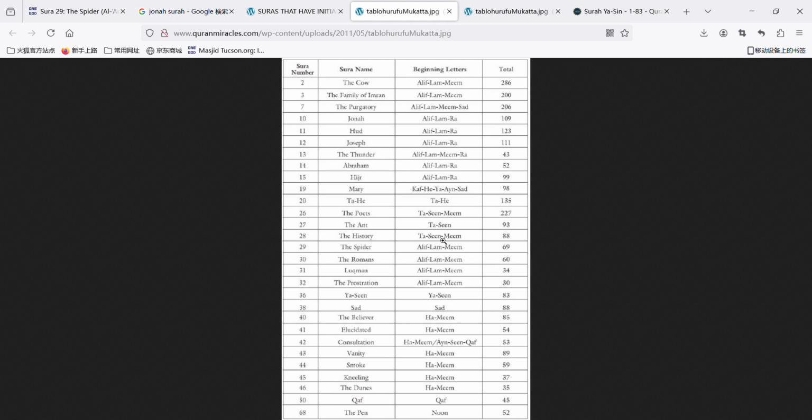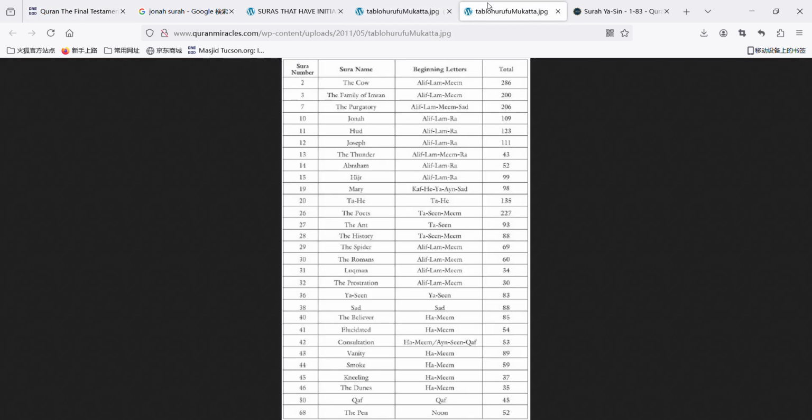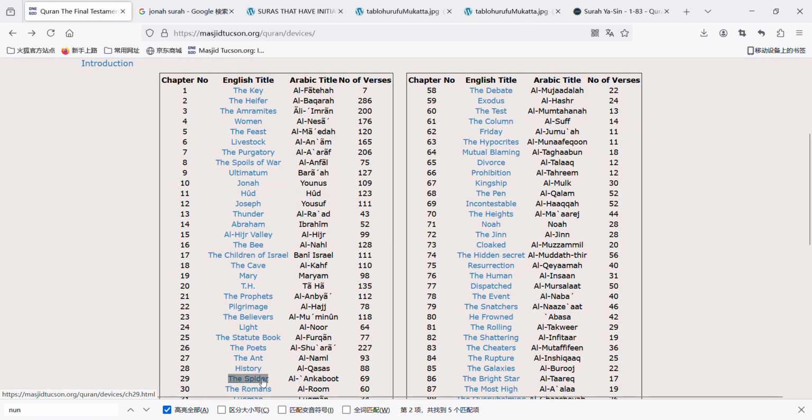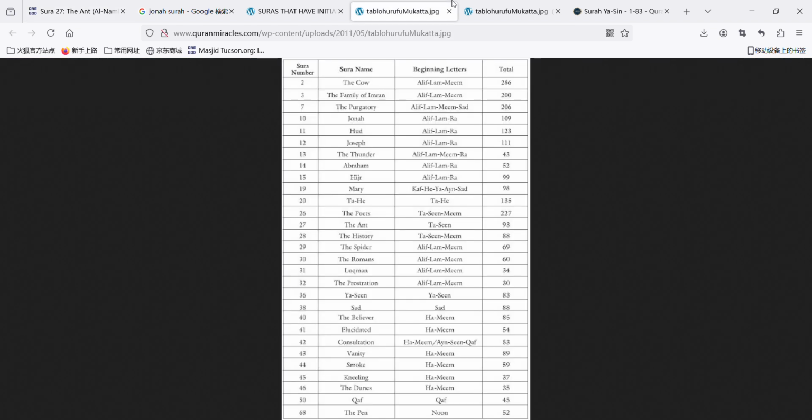Yasin, and Tasin also has it, right? We saw that. So which one? 27, sorry. These constitute the proofs of the Quran. So that's why it is beautiful. I just made a hypothesis in a short time, and it was confirmed.